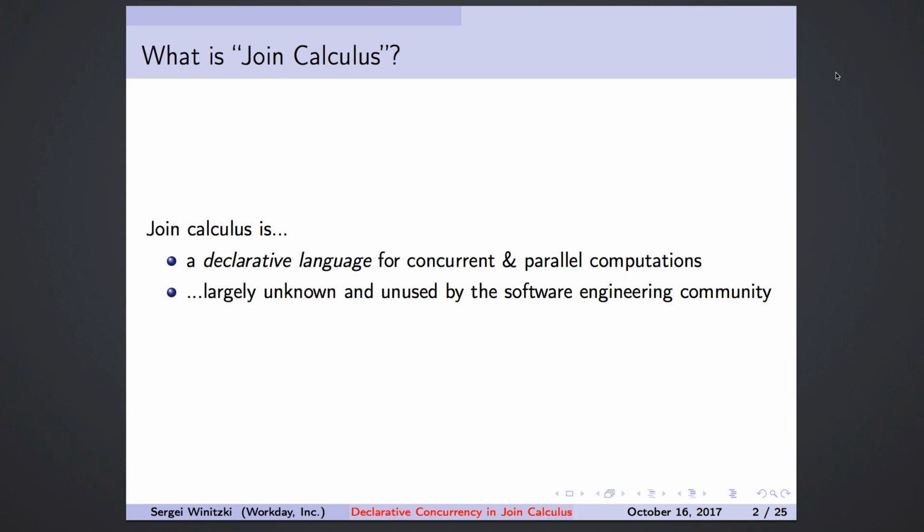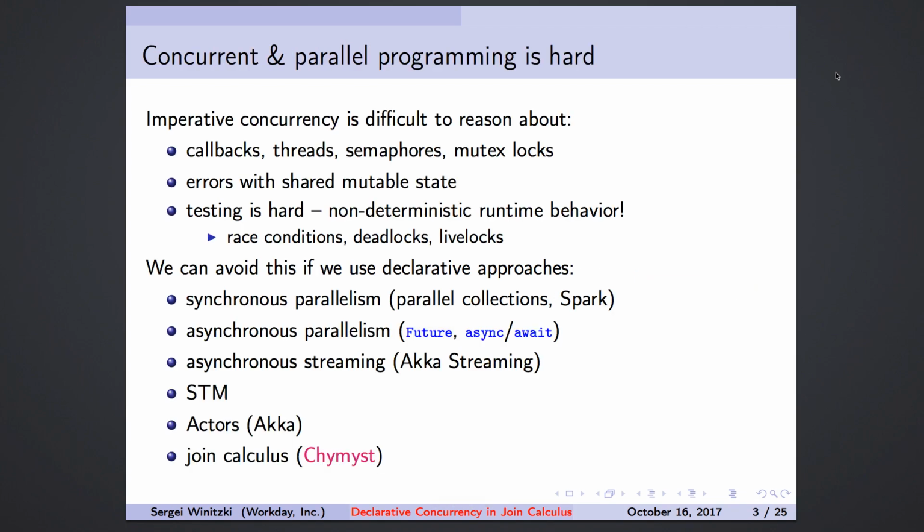However, I would like to ask if anyone has heard of it before this talk. 1, 2, 3. Yes. I would say mostly unknown in the software engineering community. Although we know that concurrent programming is not easy and we would like to have better declarative formalisms or programming languages for it.